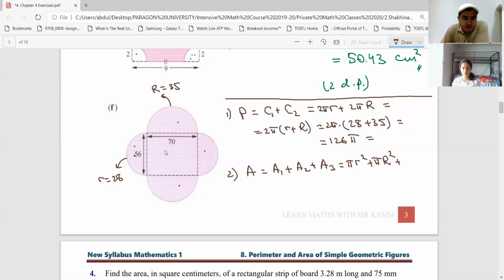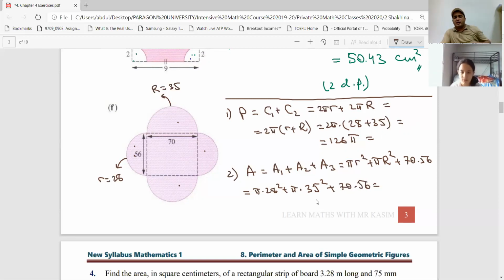And how do you find the area of the rectangle? Length times width, because we need to find the total area, right? That is 70 times 56. So now if you just substitute, what is r? 28. So that is pi times 28 squared. And pi times, how about capital R? 35. 35 squared plus 70 times 56. So now can you calculate everything, Shahina, and tell me the answer correct to 2 decimal places?